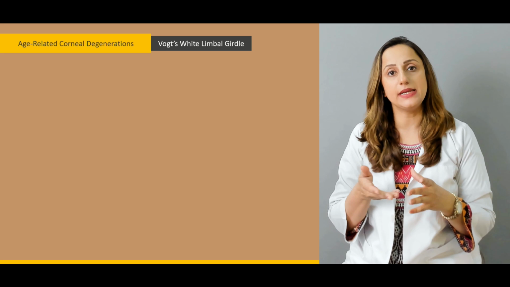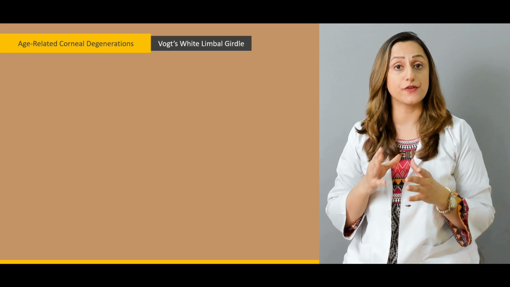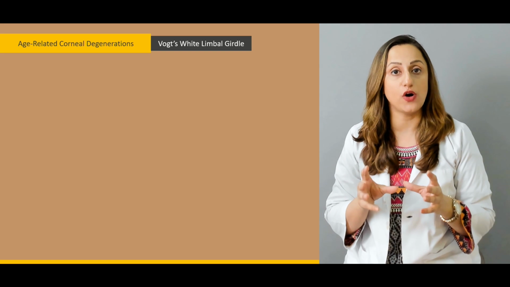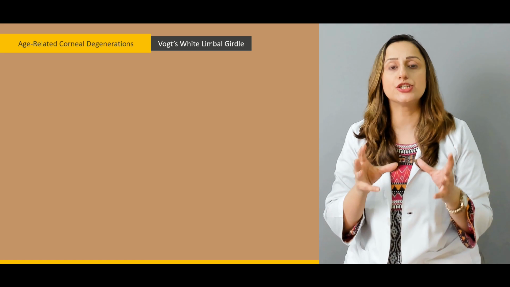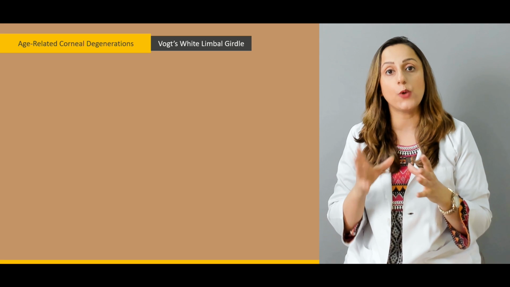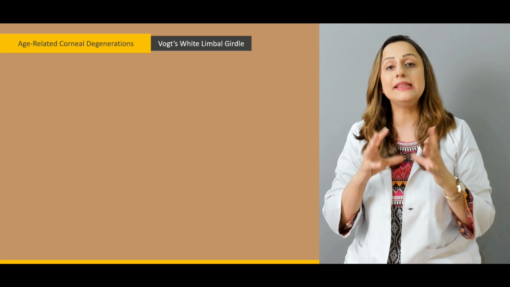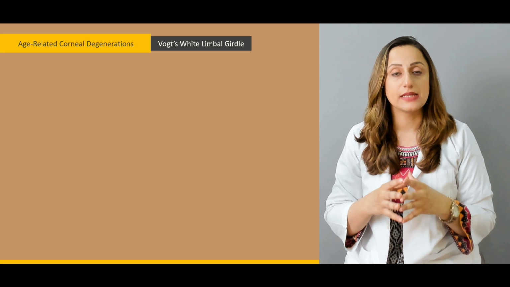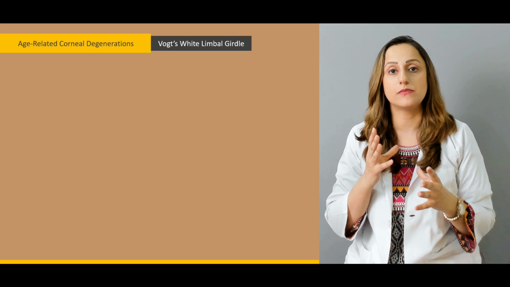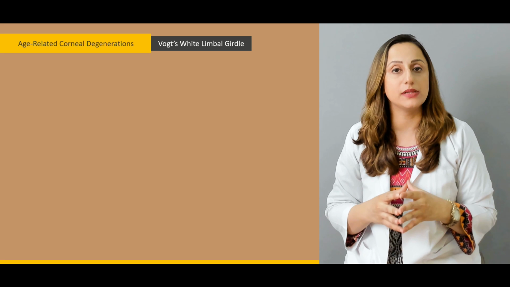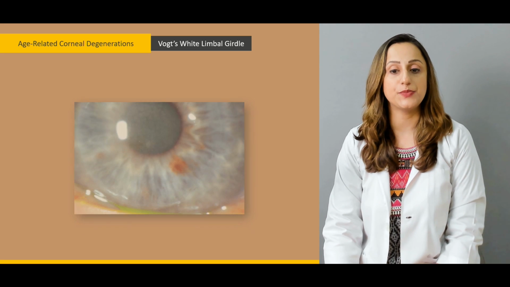When we are examining these patients, we would just observe that there is a ring located at the periphery of the cornea, just near the limbus. The limbus, as we know, is the junction of the cornea with the conjunctiva. So this limbal girdle, or its whitish discoloration, is sometimes termed the Vogt's white limbal girdle, and it appears as such.